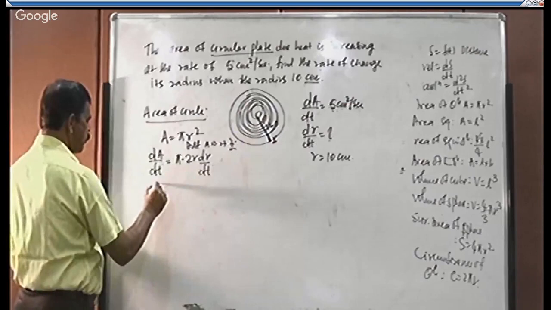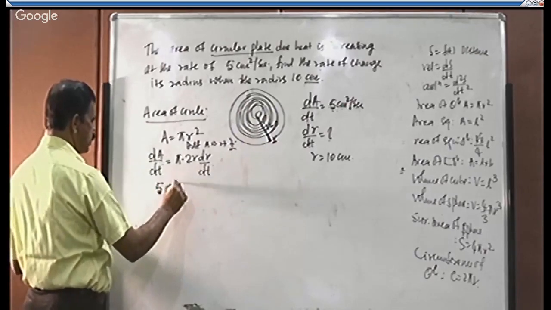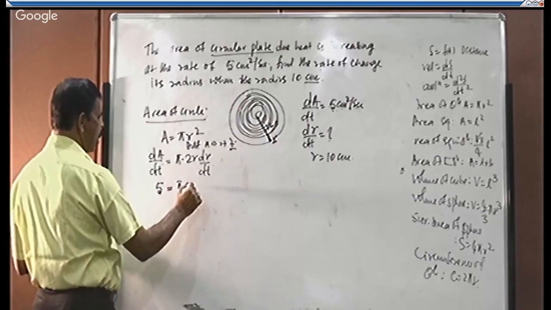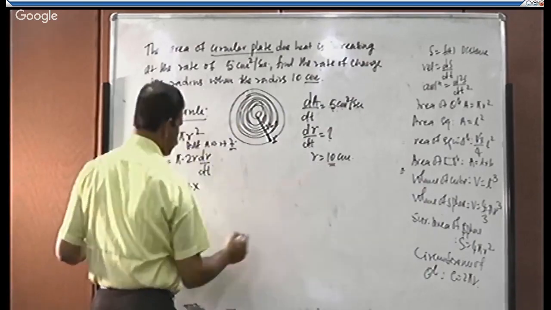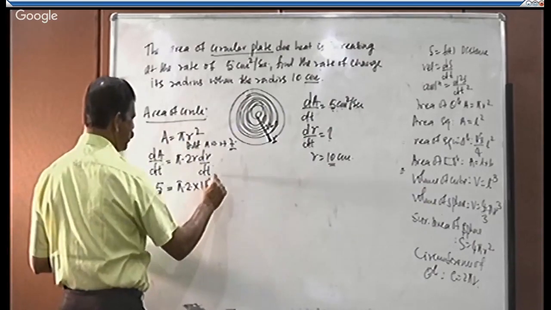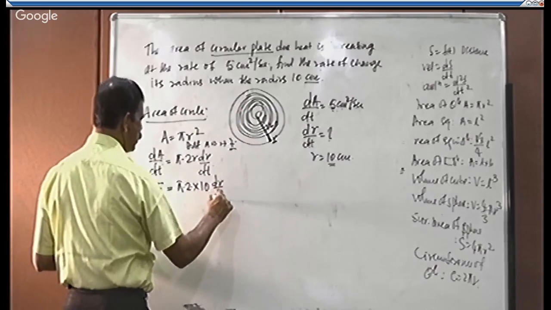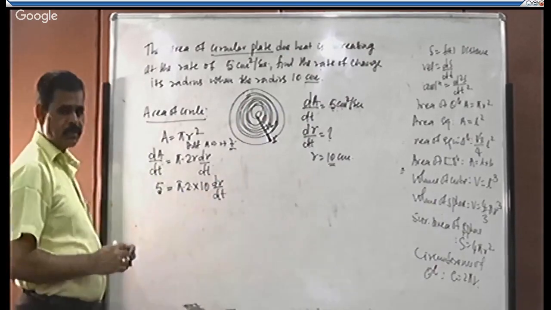How much is it? 5 is equal to pi into 2 into r. What is r? r is also given. We can substitute it: 10 into dr by dt. The questions will be very simple.